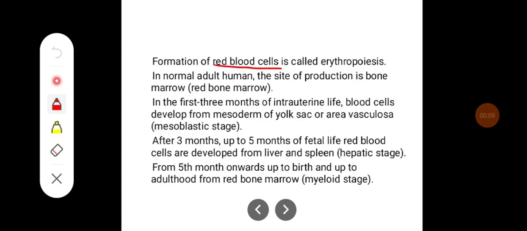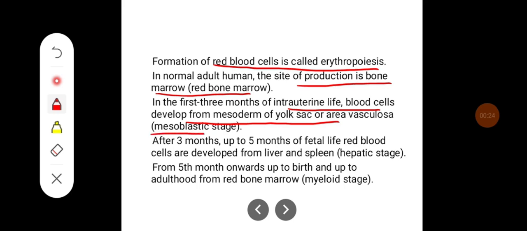The production of red blood cells is called erythropoiesis. In a normal adult human, the site of production is the bone marrow, that is, the red bone marrow. In the first 3 months of intrauterine life, blood cells develop from the mesoderm of the yolk sac or area vasculosa, that is the mesoblastic stage. After 3 months up to 5 months of fetal life, red blood cells are developed from the liver and spleen, which is called the hepatic stage.